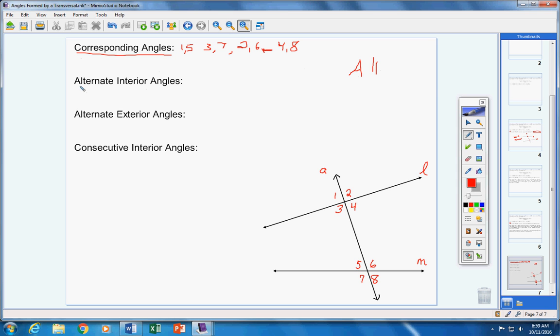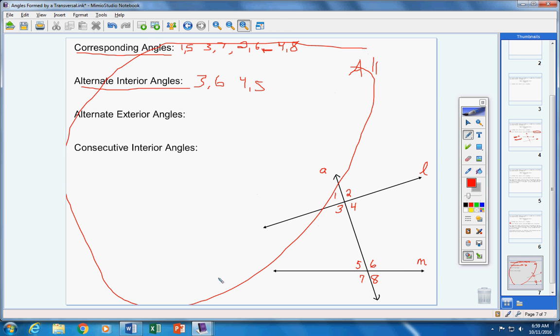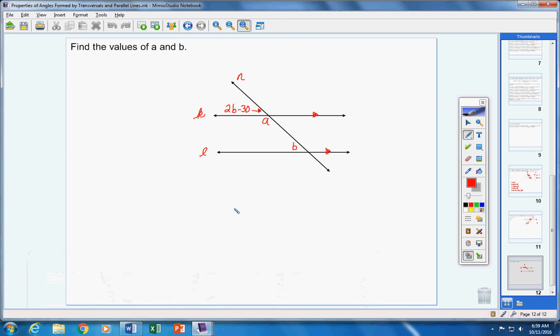Same thing for alternate interior. You would list out 3 and 6 and 4 and 5. So I could very well give you a problem like this on your quiz tomorrow. So please know that information, okay?